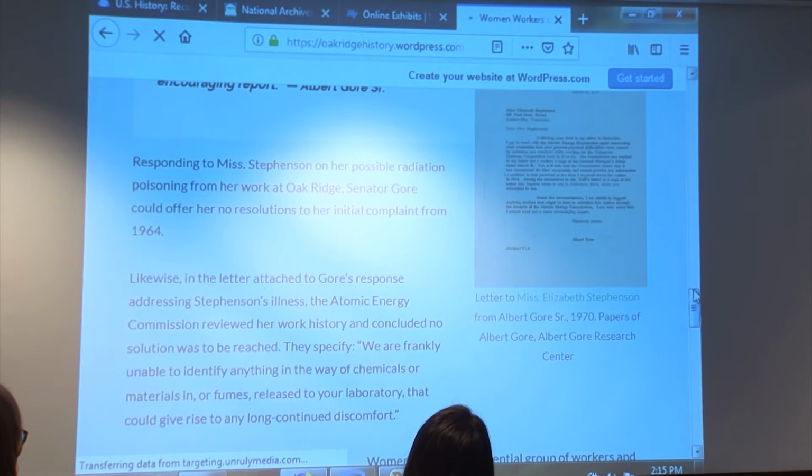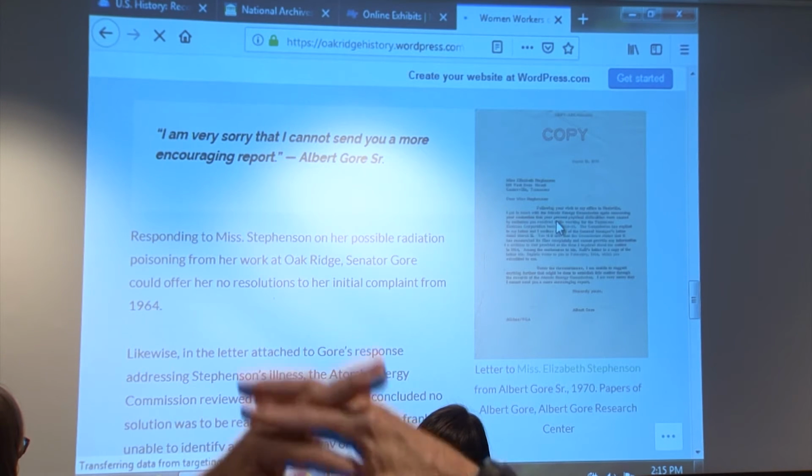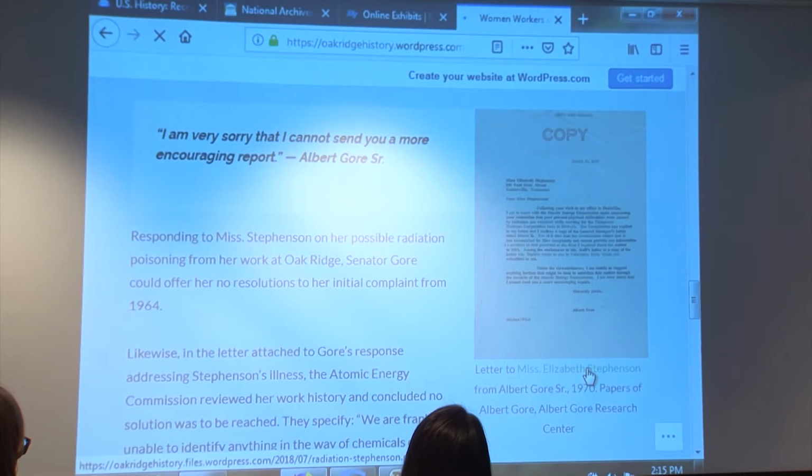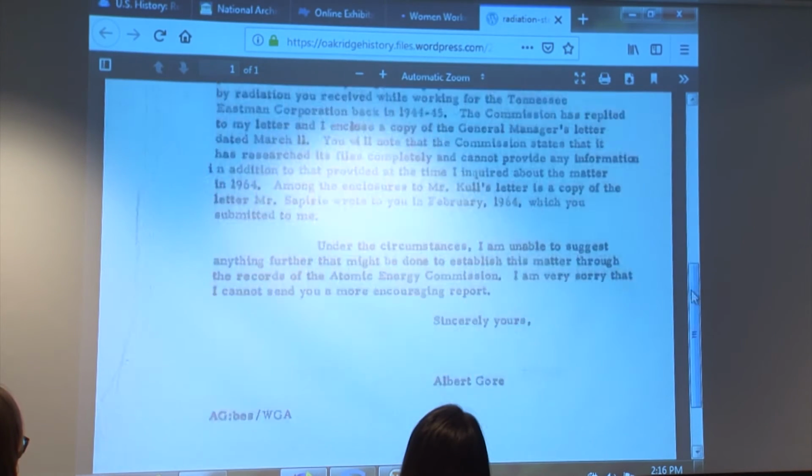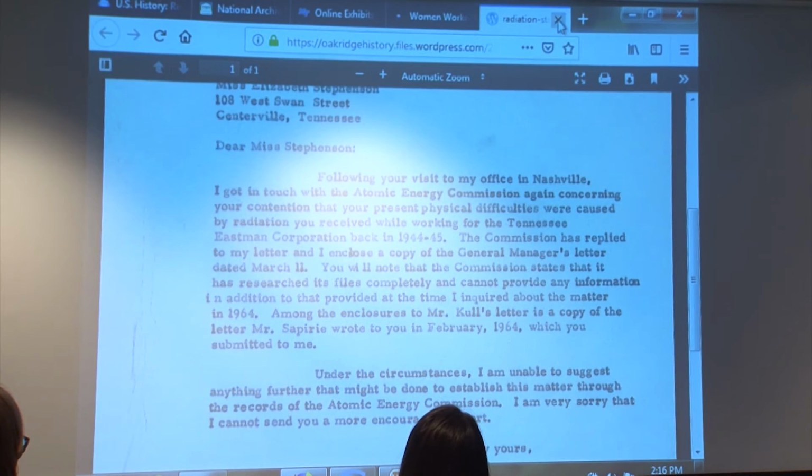And there are some primary sources in here, so you see this, and it's hard to read, but if you click this highlighted portion, it links out actually to a PDF of it. So it's much more readable and legible there.